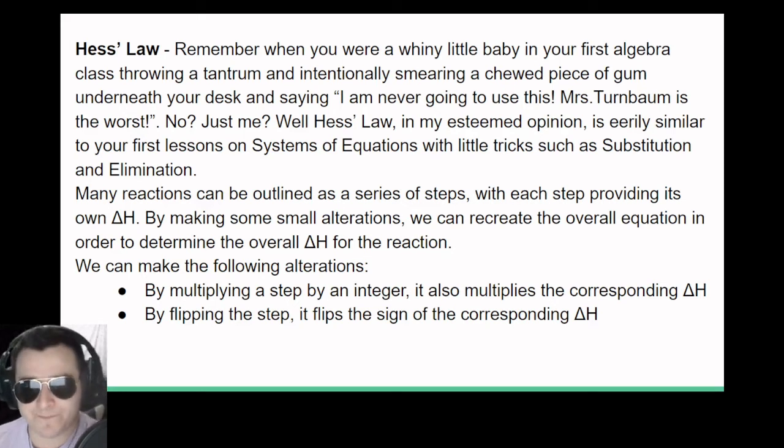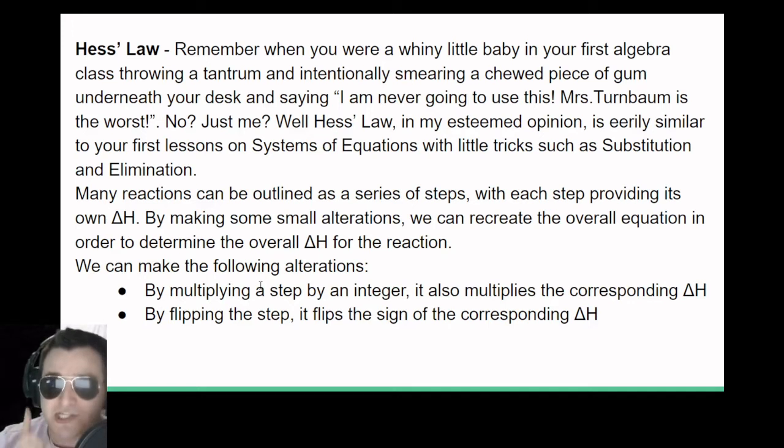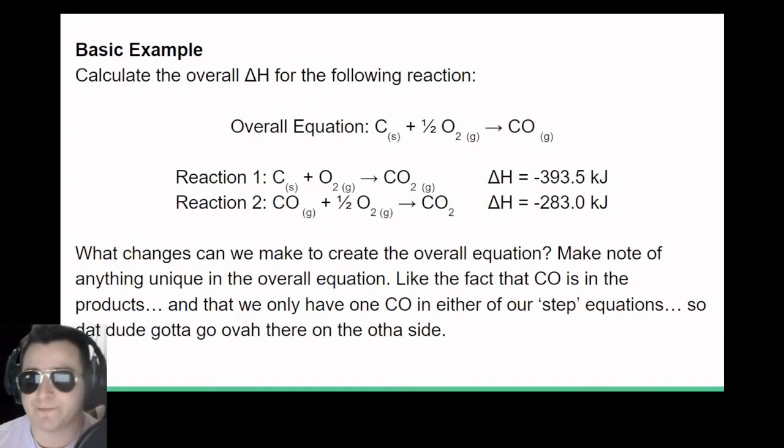This is no different. We can multiply a step by an integer, and therefore it would multiply whatever the energy that is released or required for that step by that integer. Conversely, we can also flip the reaction entirely, or that step specifically, and it would therefore flip the sign of the equation. So what Hess's Law is, is a series of simple steps in order to combine them together to form an entire equation.